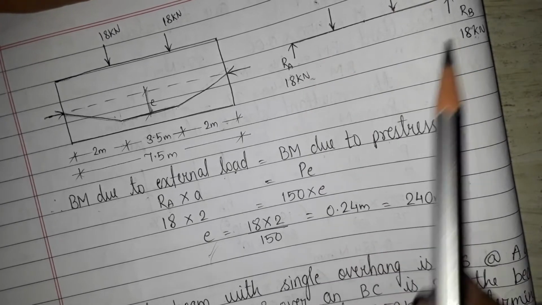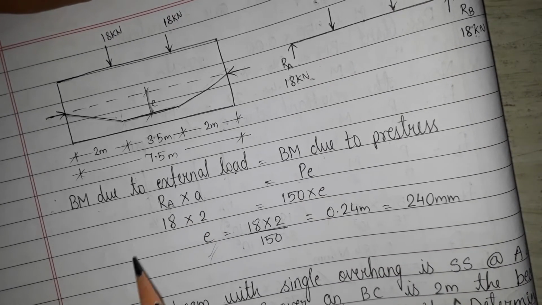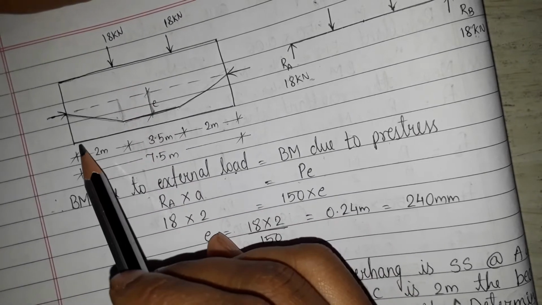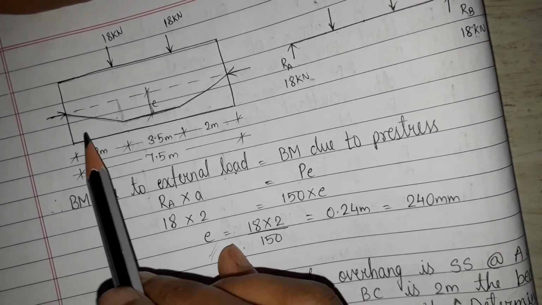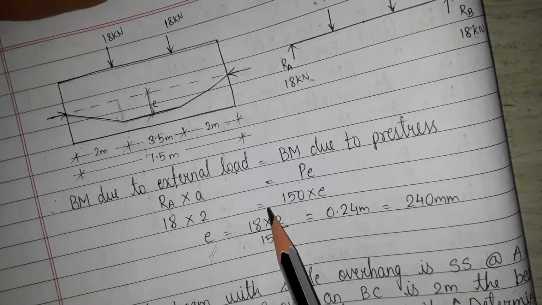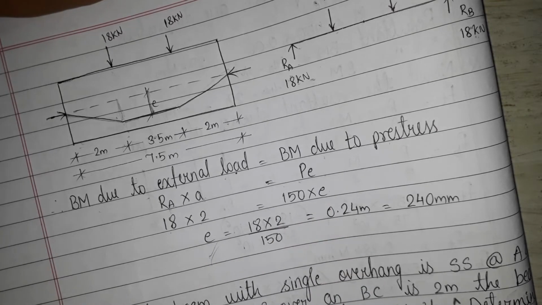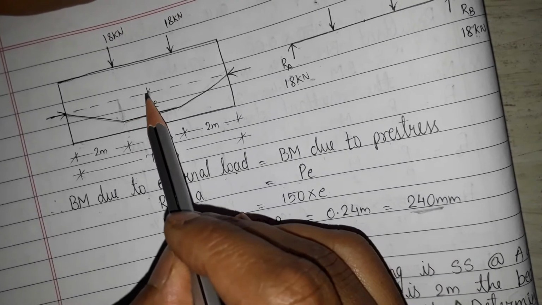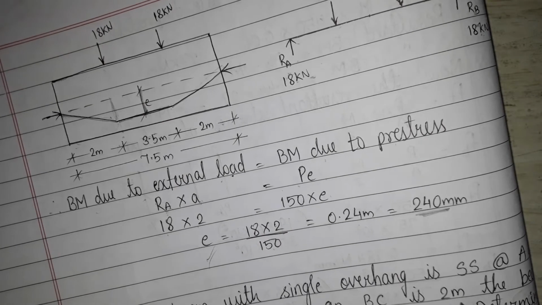into A. You can easily find RA and RB because it is symmetrical. So RA into A should be equal to P into E. Here we have the maximum moment, that is RA into A, which equals P into E. So 18 into 2 should be equal to 150 into E. So E is equal to 18 into 2 by 150. So we got 240 mm. Understood? So we got the eccentricity as 240 mm.